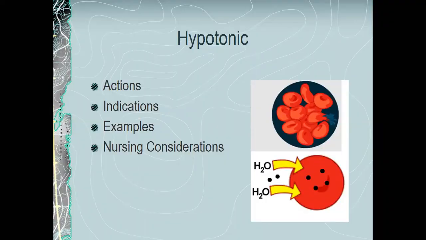Hypotonic solutions are going to have a lower osmolality. So hypo, low osmolality. So fluid is going to be moving inside the cells. Water is going to move into the red blood cells. Let me get my pencil going. So water is going to be moving inside because it's going to have a higher, let me get a different color.